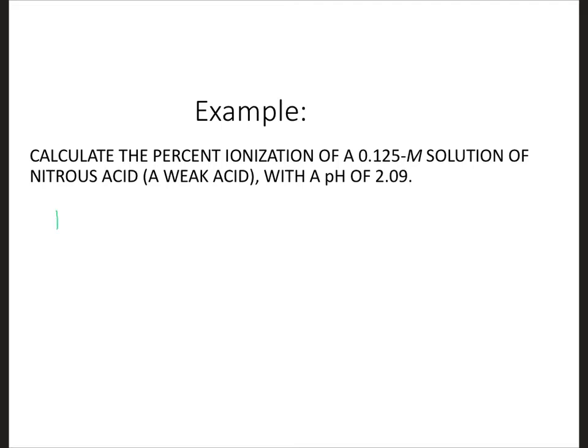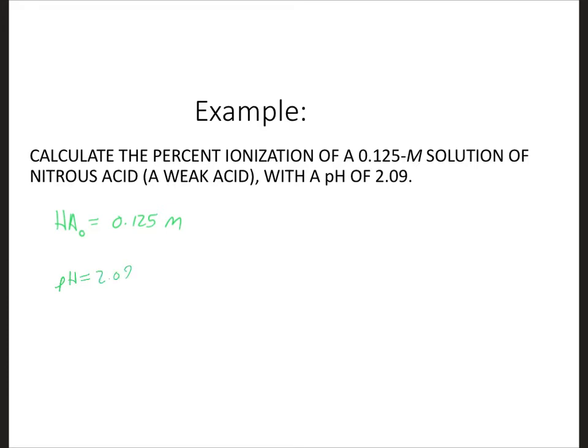So this is going to give us the HA at time 0, and that is going to be 0.125 molar nitrous acid. The other thing that they give us is a pH of 2.09, and so that is going to tell us something about how many hydronium ions there are in solution at equilibrium.